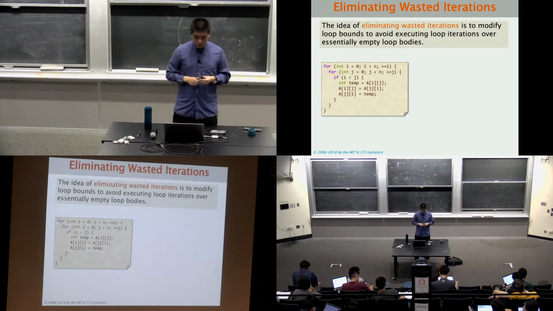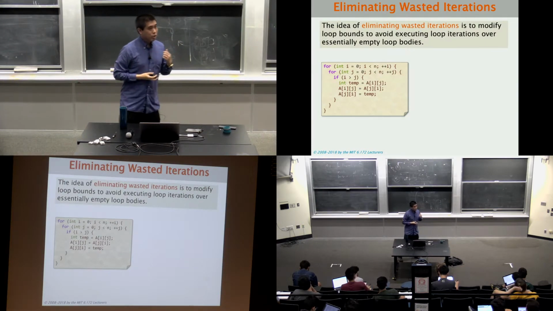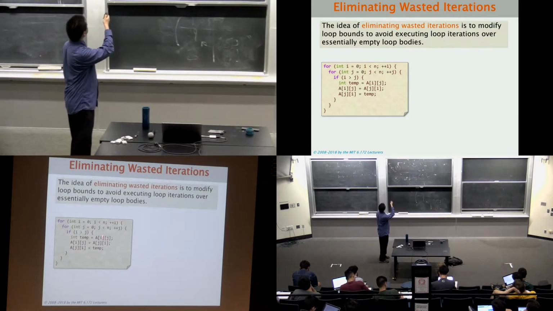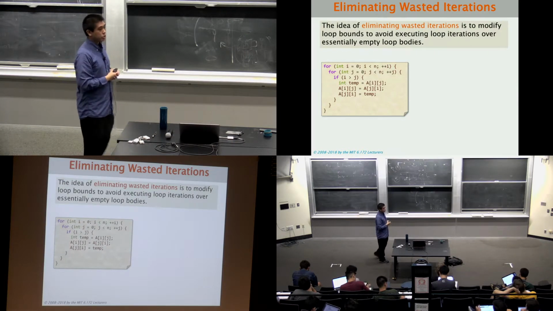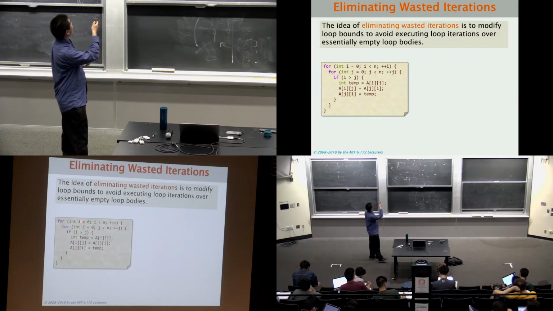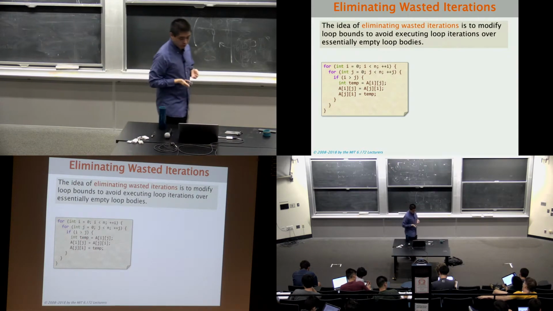One disadvantage of this code here is I still have to loop for n squared iterations, even though only about half the iterations are actually doing useful work, because about half the iterations are going to fail this check that checks whether i is greater than j.